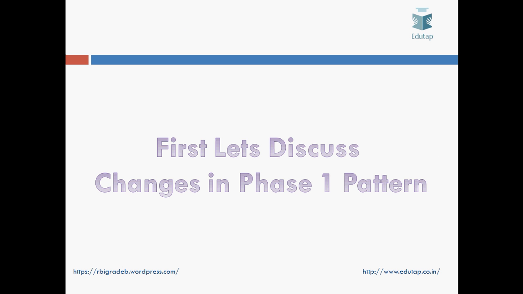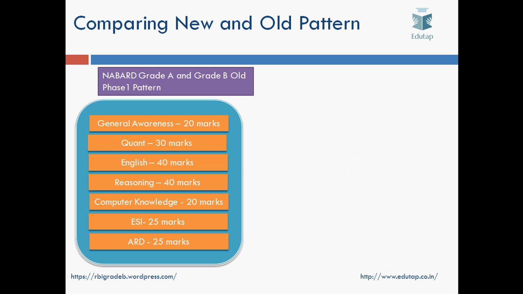So let's first discuss the changes in the phase 1 pattern, and then we will discuss the changes in methodology for phase 1. Now if we compare the new and old pattern, as per the old pattern there used to be 7 sections in which general awareness used to contribute 20 marks, quant 30 marks, English 40 marks, reasoning 40 marks, computer knowledge 20 marks, ESI 25 marks and ARD 25 marks. So overall it used to be 200 marks, right?